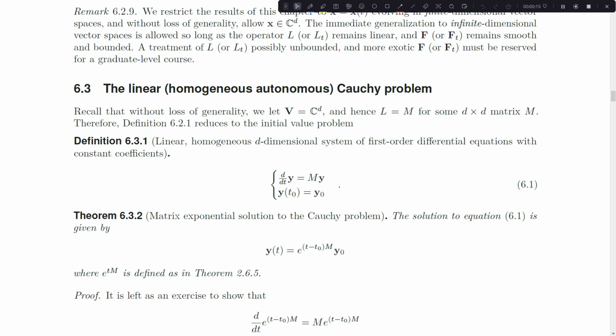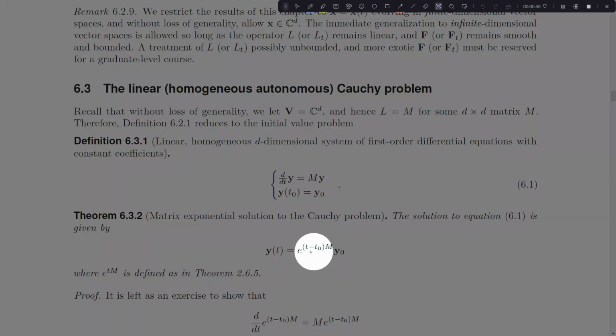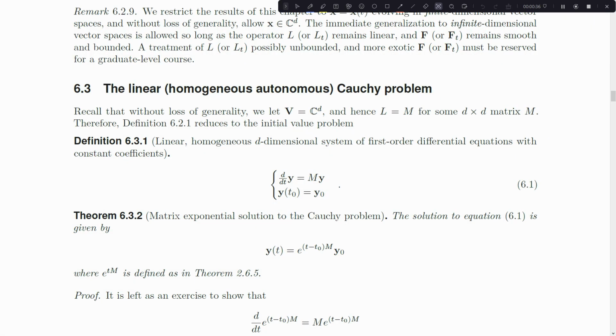So today we're finally going to be learning how to solve systems of differential equations, systems of first order technically, but systems of first order differential equations, and we're going to be solving these with our beautiful matrix exponential, which we worked so hard to define.